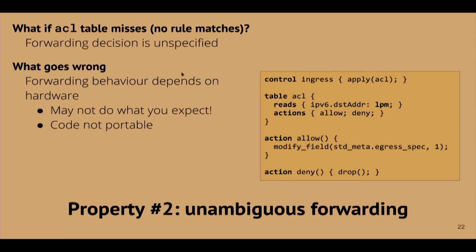A second problem is that the ACL table might not have a rule that matches the destination address. In this case, the forwarding decision is unspecified, and what happens to the packet is completely up to the hardware. Even if it does what you expect, the code isn't very portable. So we also want to verify that the packet has unambiguous forwarding.